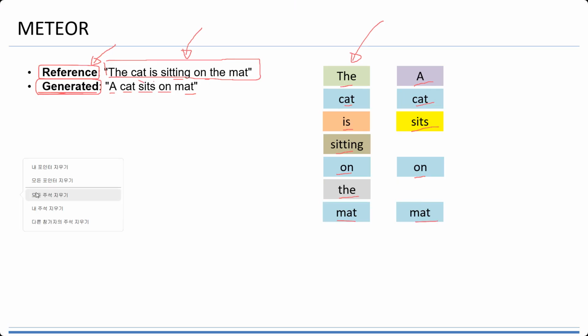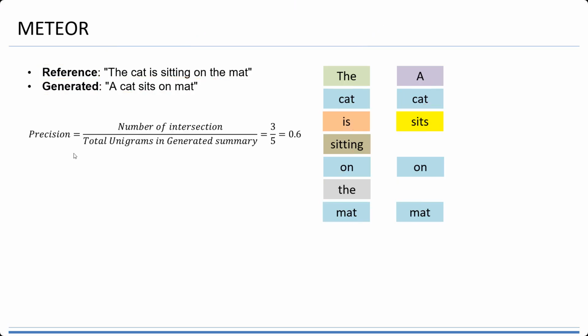So using this method, we can calculate the precision. Yesterday we learned how to calculate the precision. Now we can look at the precision for the unigram. Unigram means we use only one word. We want to see the number of intersections divided by the total unigrams in the generated summary.